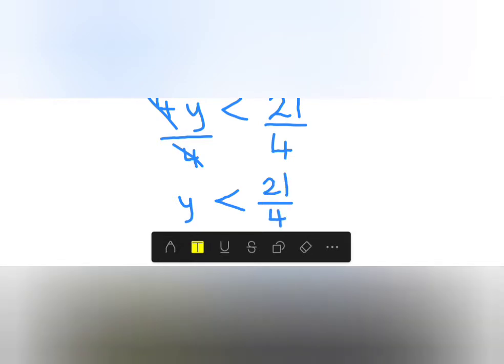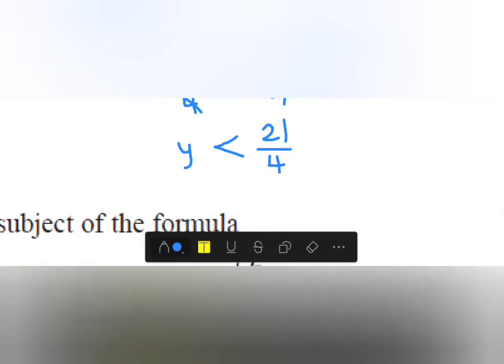And as we said before, you can leave it like this or turn it into a decimal or a mixed number. So to turn it into a decimal, we're going to use the calculator. So I'm going to say y smaller than, I'm going to divide 21 by 4, and the answer will be 5.25. So it's going to be 5.25.